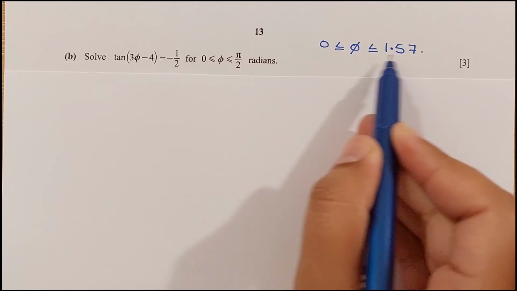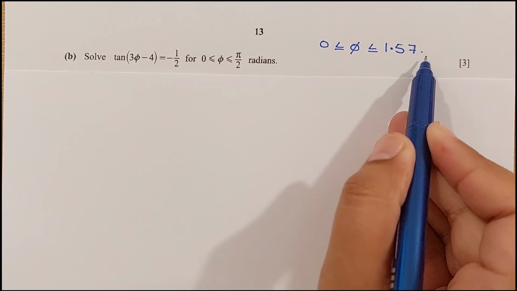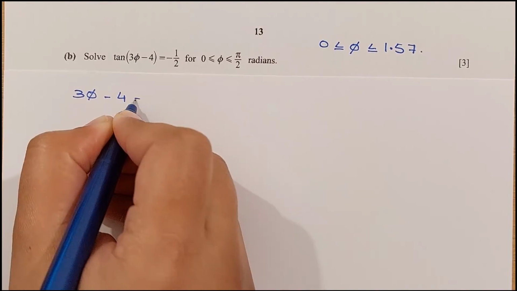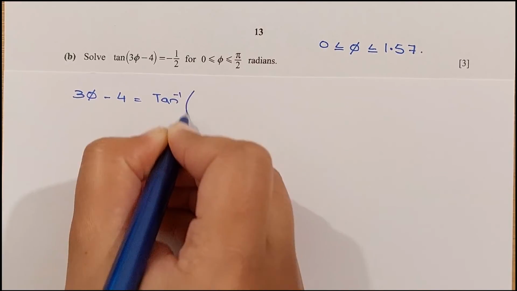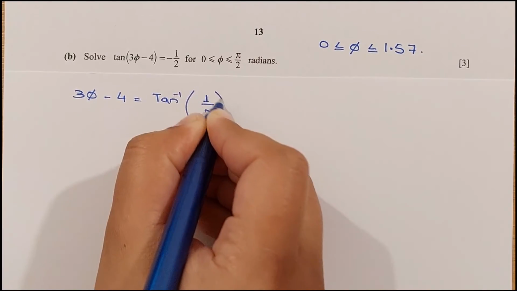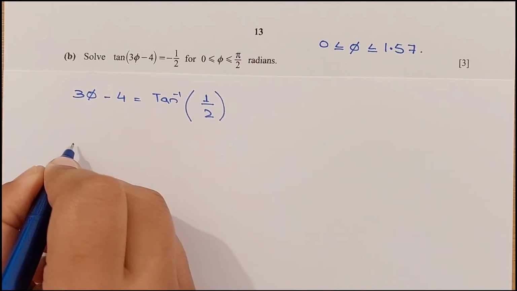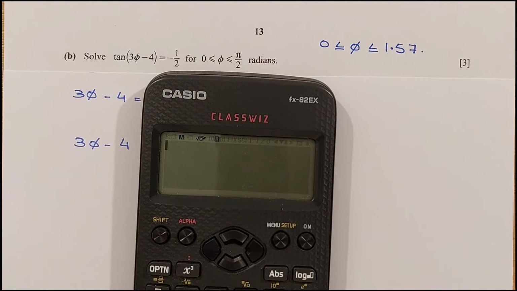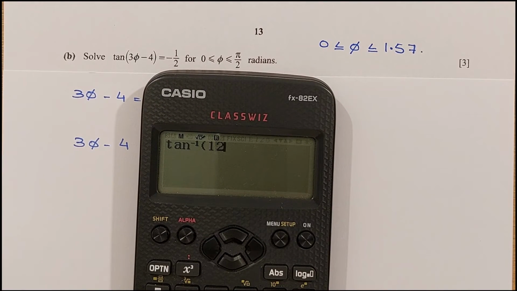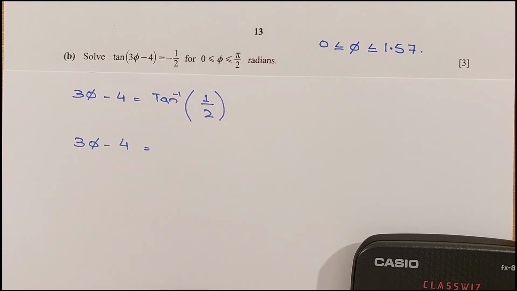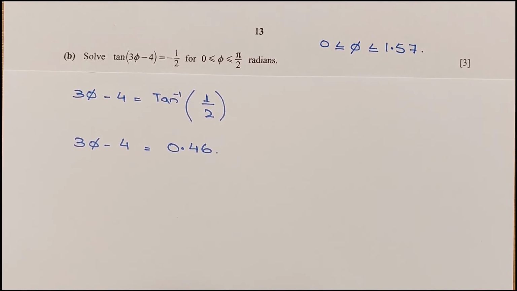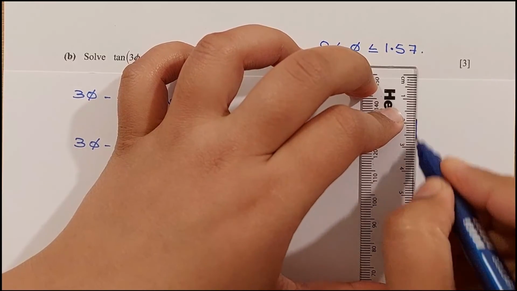Now for part B, we have to solve this equation for phi between 0 to pi by 2 radians. 0 to pi by 2 is 1.57, right? So here we can say 3 phi minus 4 is equals to tangent inverse of 1 by 2. This is basically negative, and at the end we will check tangent is negative in which quadrant. So 3 phi minus 4 equals tangent inverse 1 divides 2. This is 0.46, right? And now we know that the tangent is negative in the second and in the fourth quadrant.